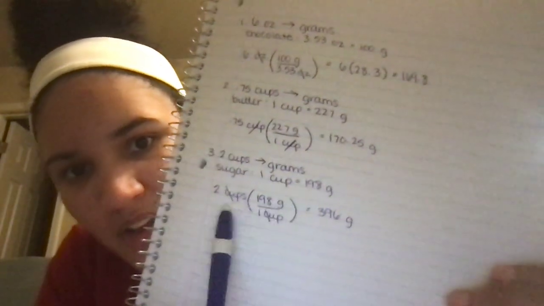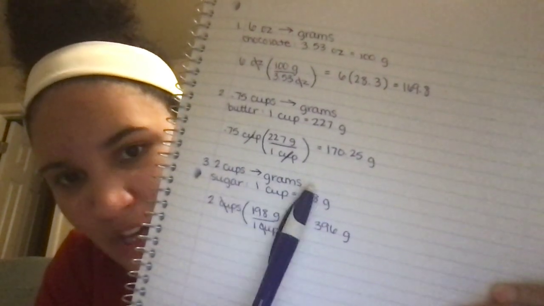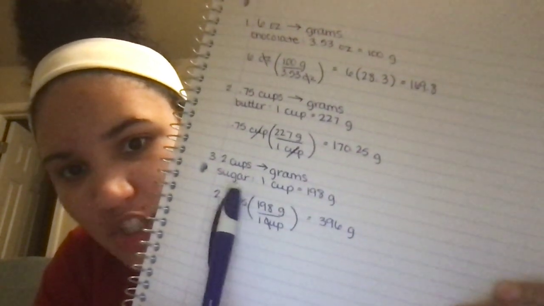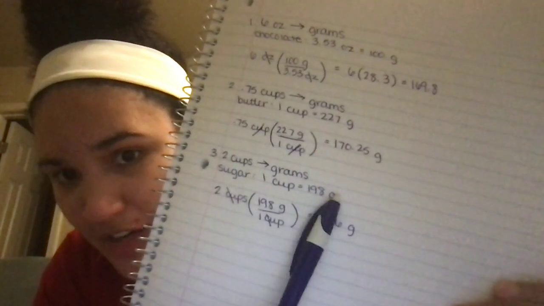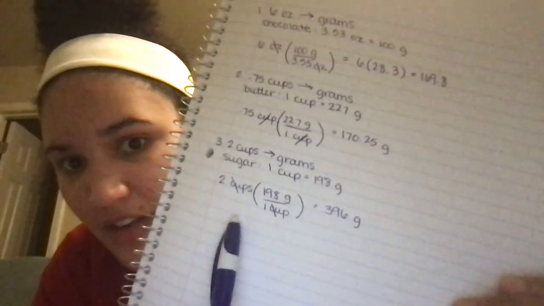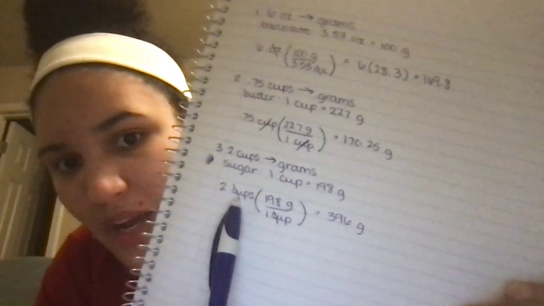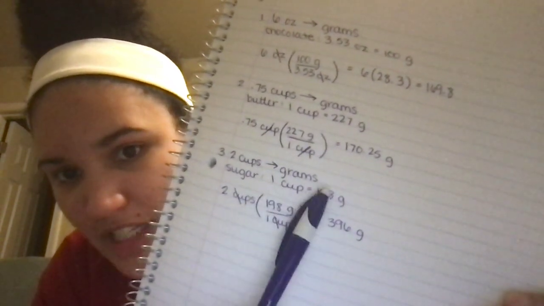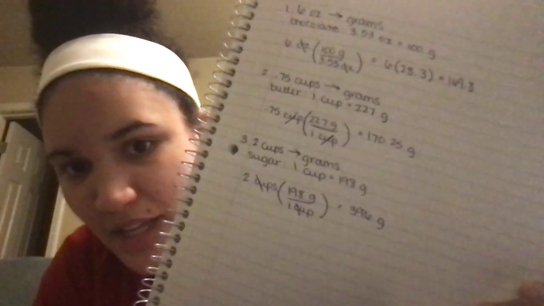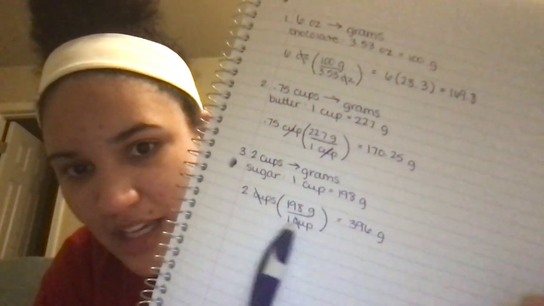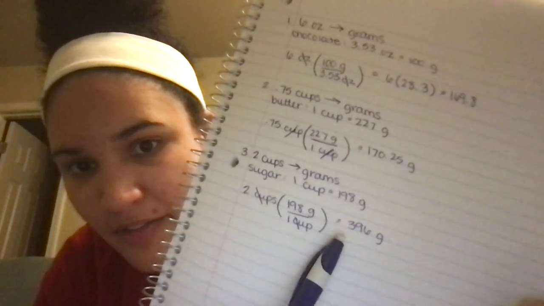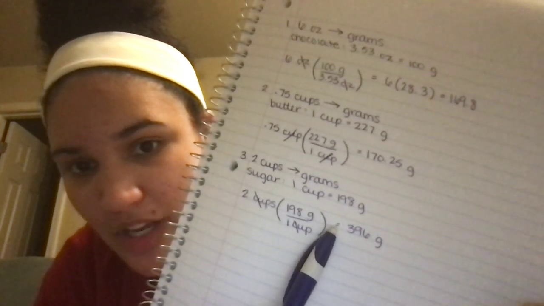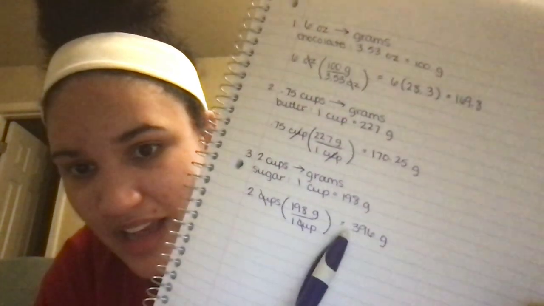So here we go in our chart here on the third one. We have the 2 cups, we're converting that to grams. For granulated sugar, 1 cup equals 198 grams. So then for our equation, we have 2 cups, in parentheses, 198 grams, that's from up here, over 1 cup, that's from our conversion. The cups cancel, so then we have just 2 times 198, which is 396 grams.